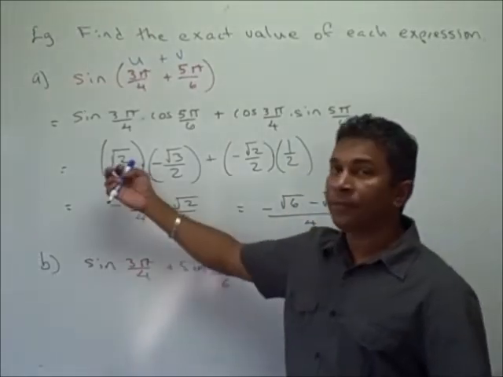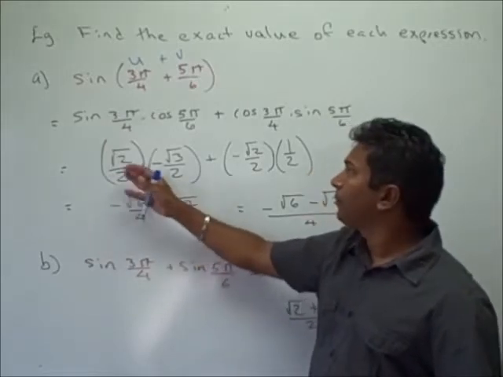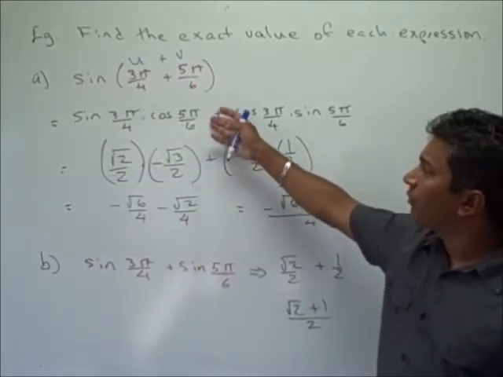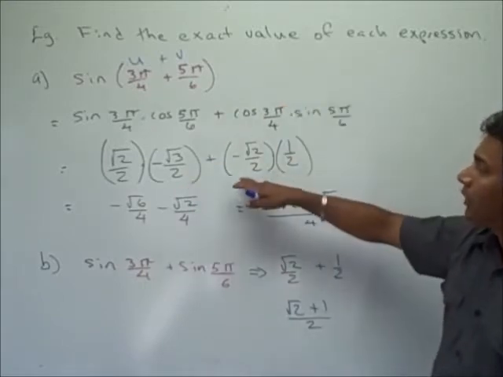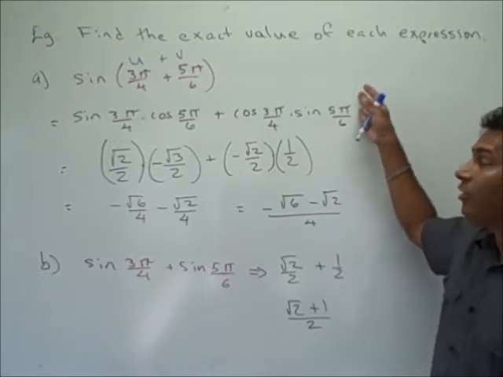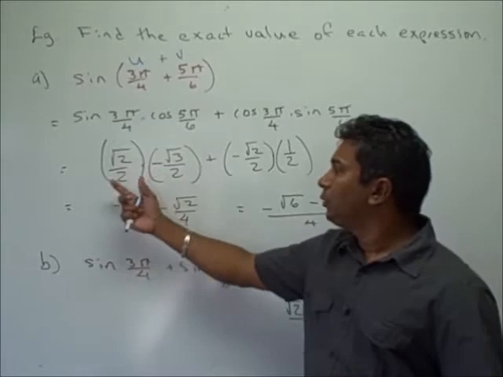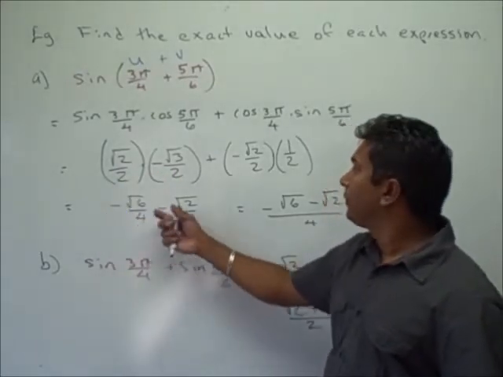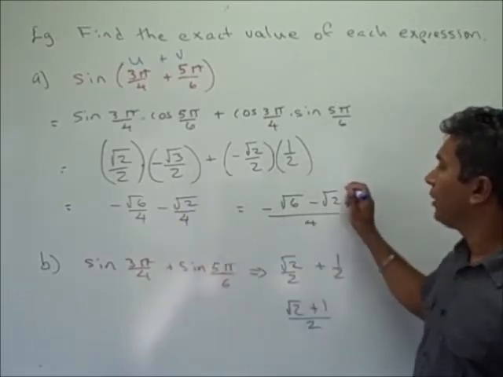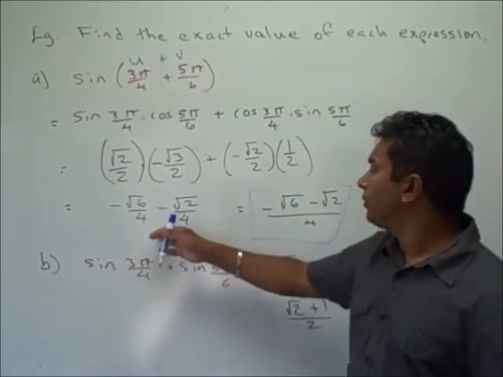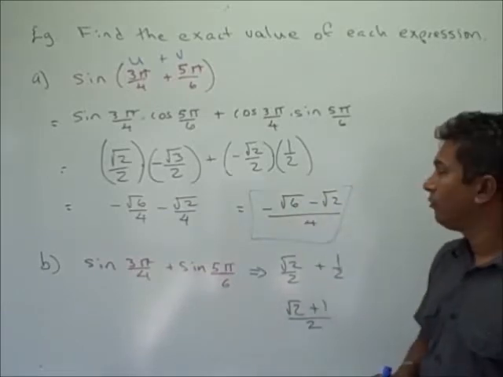From our unit circle, we can recall that the sine of 3 pi over 4 is square root of 2 over 2. The cosine of 5 pi over 6 is negative square root of 3 over 2. And the cosine of 3 pi over 4 is negative square root of 2 over 2. And the sine of 5 pi over 6 is equal to 1/2. We multiply these two, we get negative square root of 6 over 4. And these two will give us negative square root of 2 over 4. We combine these two, which have the same denominator. We have negative square root of 6 minus the square root of 2, all over 4.